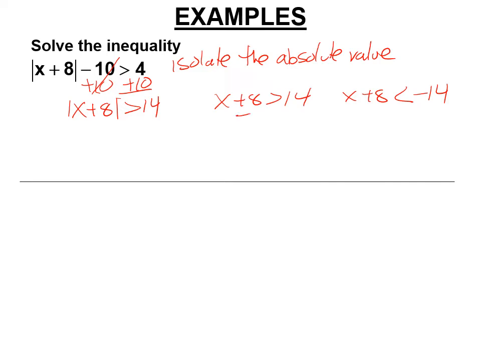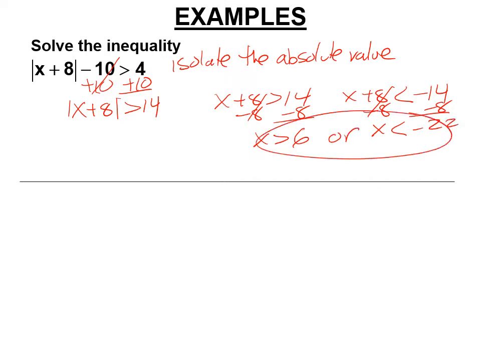We subtract 8 from both sides. x is greater than 6. Subtract 8 from both sides. x is less than -22. Notice these are going in opposite directions. This was greater than 6, less than -22. Those are opposite directions. The only way this could have a solution is if it's an "or" inequality.